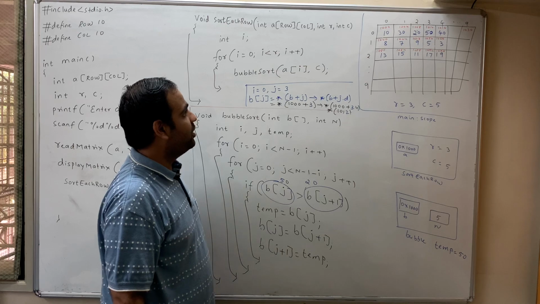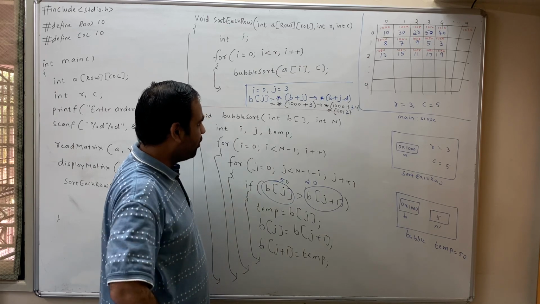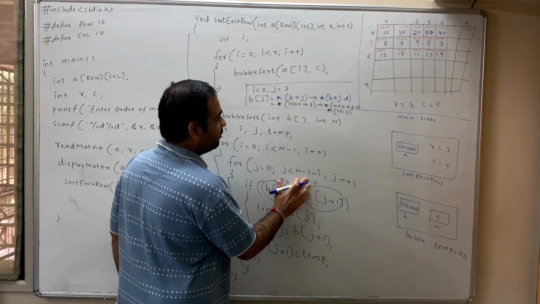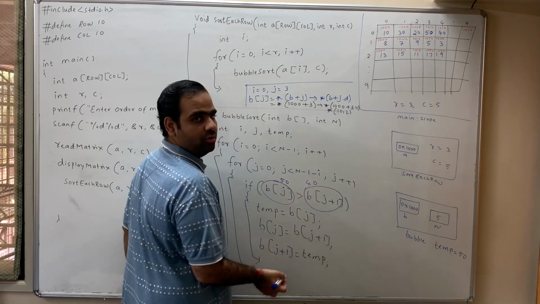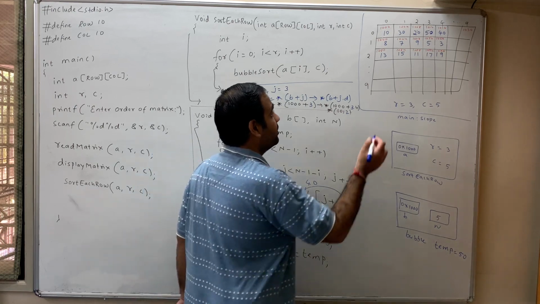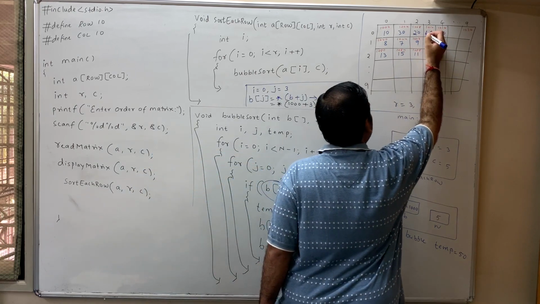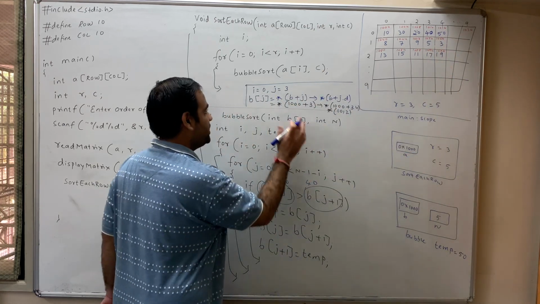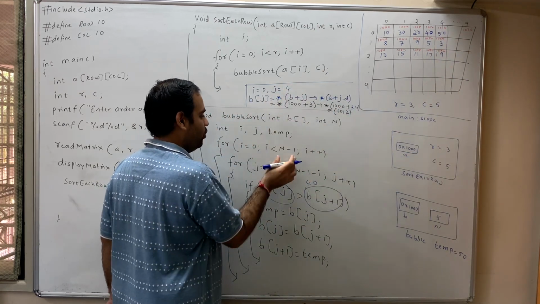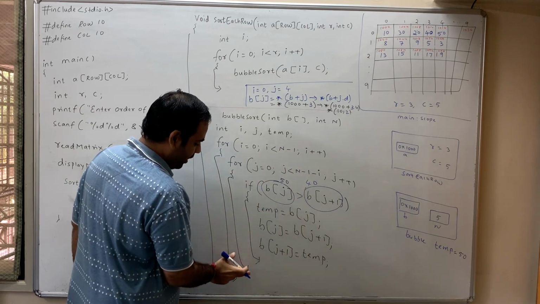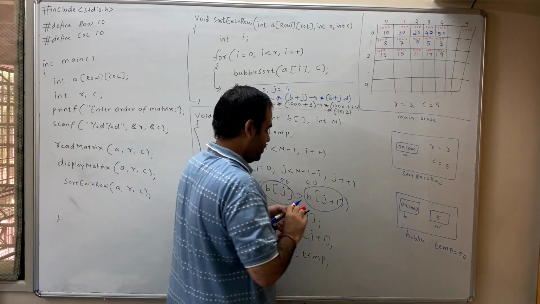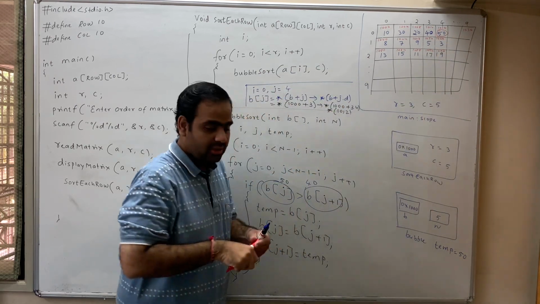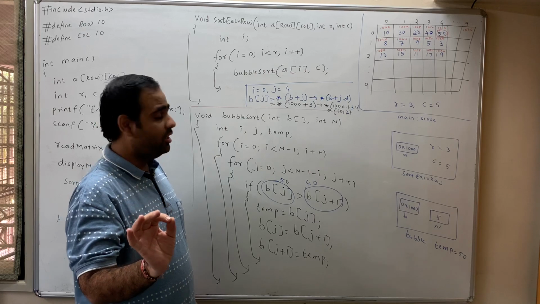Now again you say b of 3. Now what is b of 3? 1000 plus 3 is 1012, 1012 is 50, b of j plus 1 comes to 40, you execute it. Now 50 greater than 40, yes, you swap over here. Now this becomes 40, this becomes 50. Again you say j plus plus, the value of j becomes 4, 4 less than 4 is false. You come out of this loop, and you see that the largest element is bubbled up.